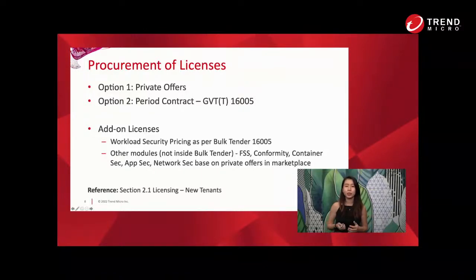There are 2 ways to procure this Cloud One module within your environment. First is private offers offered through the marketplaces like AWS or Azure. And then we also have another option of having this contract through your bulk tender 16005. If you want to add on any licenses for Outlook Security, you could purchase it through the bulk tender 16005. However, the other modules are not in bulk tender, but this could be done through private offer, where you could just talk to our account managers to discuss more about options for that, because our team has done up a special pricing for government agencies.